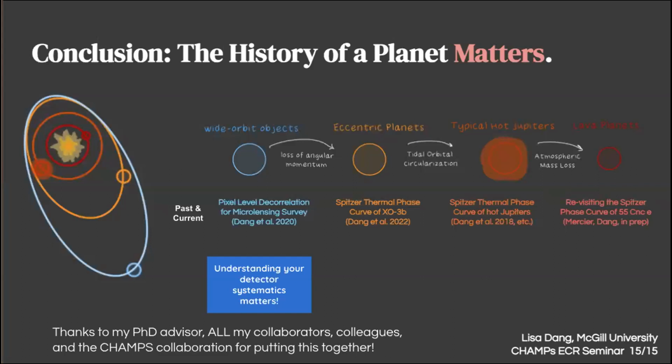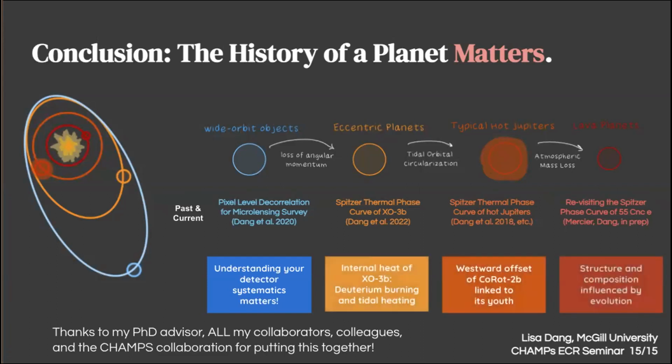So finally, I'd like to conclude with the following thought. The history of a planet matters. Through these investigations, we've seen an example of history mattering, first with the potential internal heating of Exo3b and the westward offset of Kuro-2b. And in the future, we may even see how this matters for lava planets. But moving forward, I propose to utilize all of these types of exoplanets as probes for the planet's history.